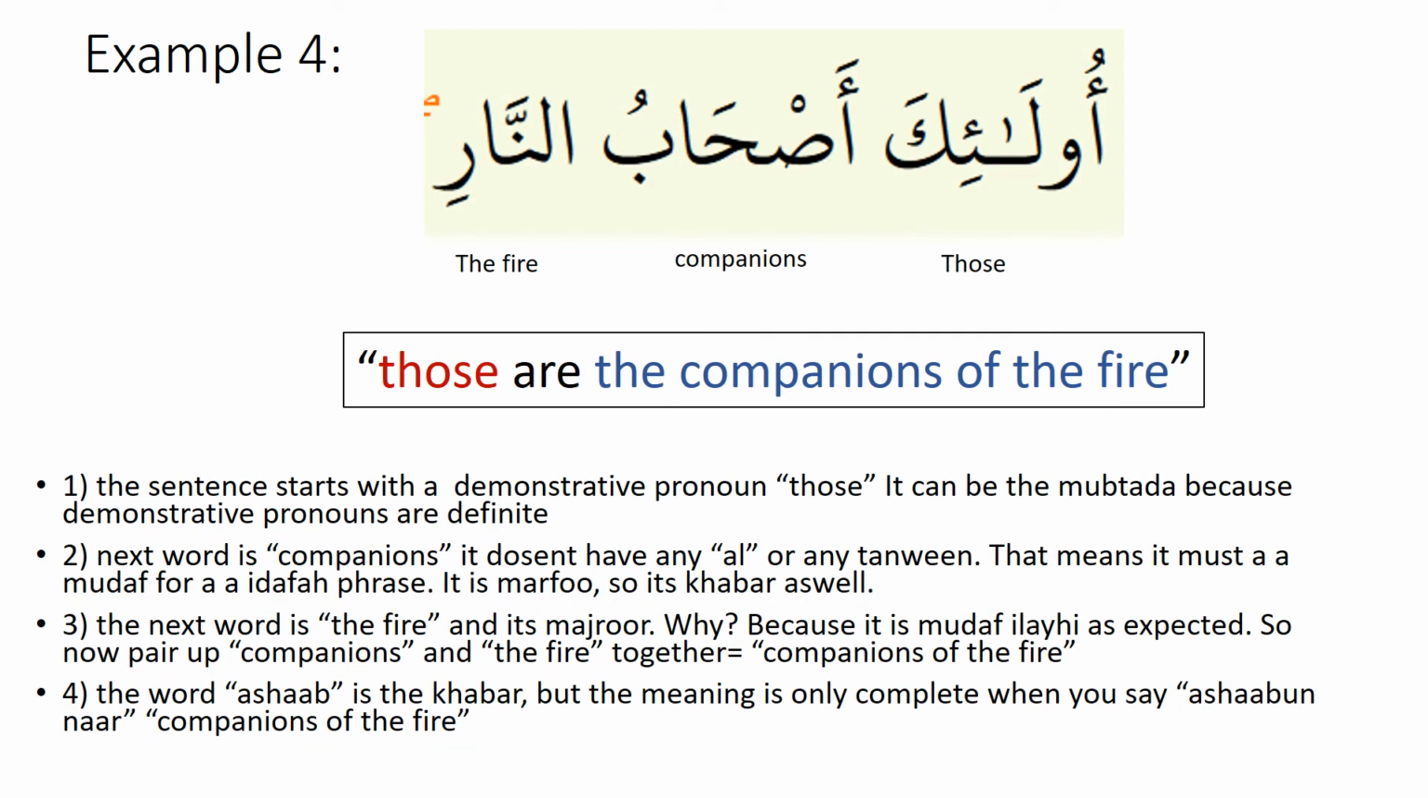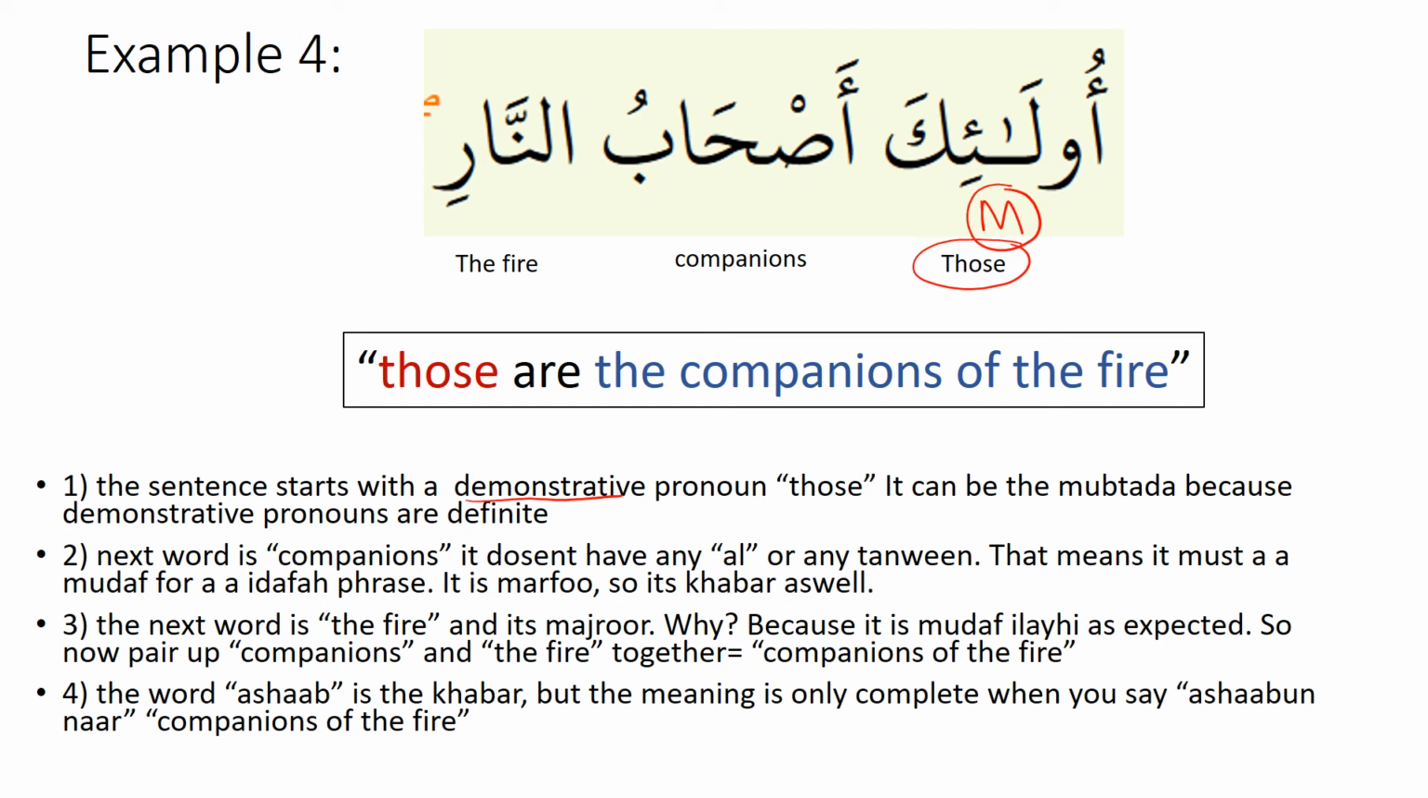Example number 4 is ulaika. Ulaika means those. Ashabu, companions. An-nari, the fire. So over here we have those. The sentence starts with a demonstrative pronoun, those, and it can be the mubtada because demonstrative pronouns are definite. So let's just make ulaika the mubtada. So now the mubtada needs a khabar.